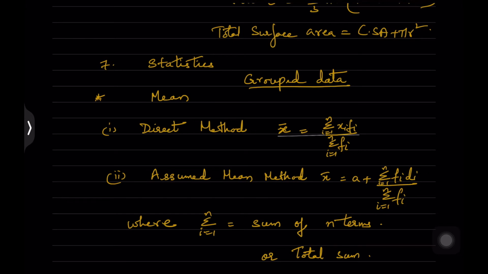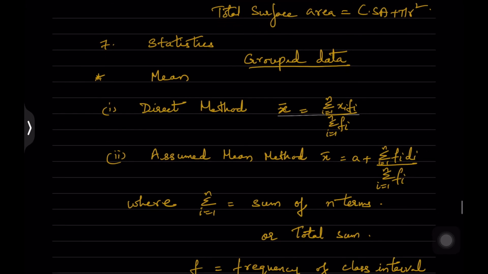So for the direct method, x bar is equal to the summation, i equal to 1 to n, of xi fi, divided by the summation, i equal to 1 to n, of fi. Now the assumed mean method has a formula: x bar is equal to a plus the summation, i equal to 1 to n, of fi di, divided by the summation, i equal to 1 to n, of fi.